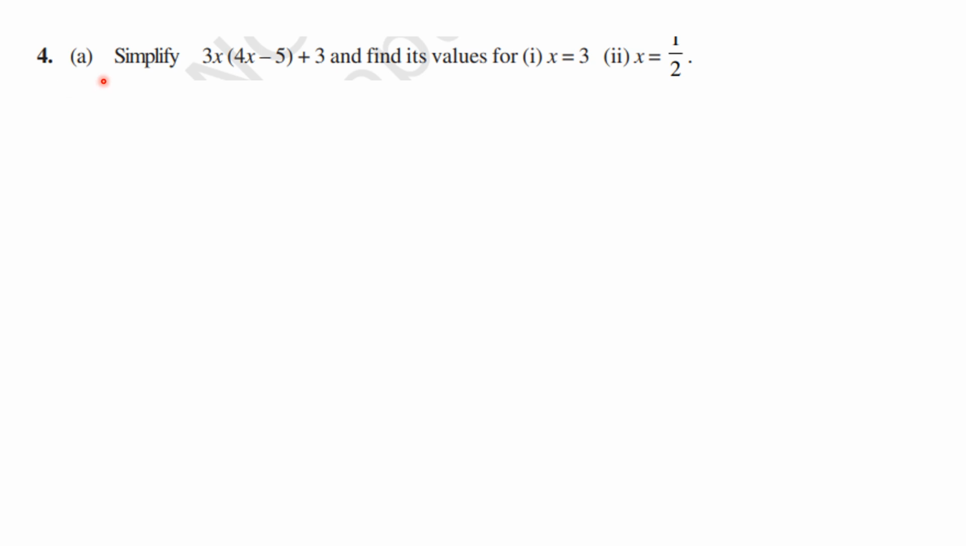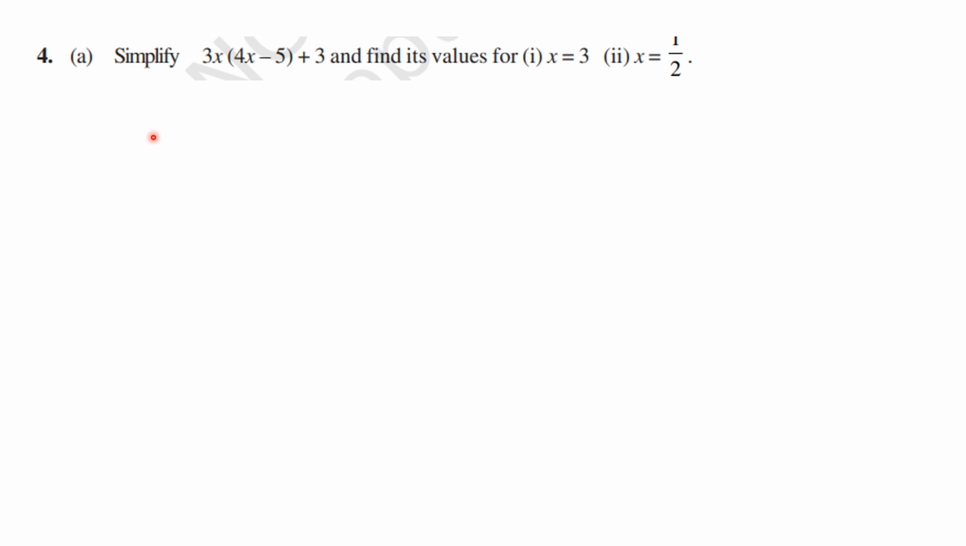So question 4, first part: simplify 3x multiplied by (4x minus 5) plus 3 and find its values for first x equal to 3 and second x equal to 1 by 2. So first you have to simplify this expression. It means you have to multiply 3x and 4x minus 5 first, then add 3 to that, and after getting the simplified expression you have to put the value of x equal to 3 and then x equal to 1 by 2.